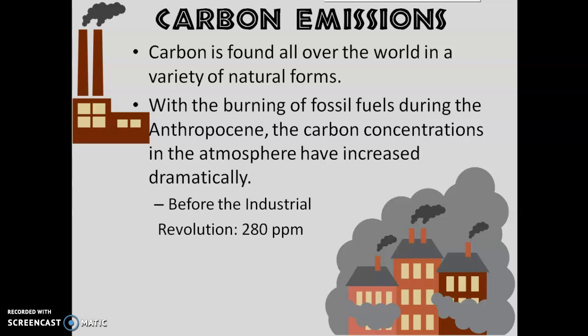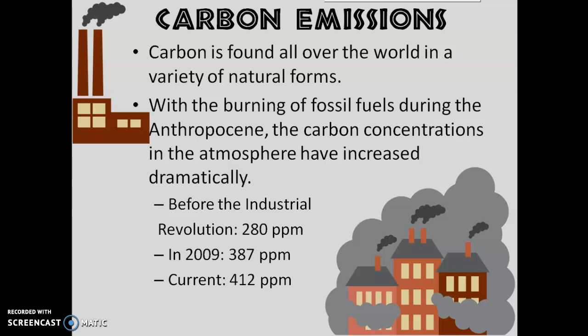So before the Industrial Revolution, right around then, we had a carbon concentration of 280 parts per million. Now, in 2009, they had skyrocketed up to 387 parts per million. And that's the amount of carbon dioxide that we have in our atmosphere. And currently they are at 412 parts per million. So you can see that has not gone down at all. In fact, it has increased pretty significantly.